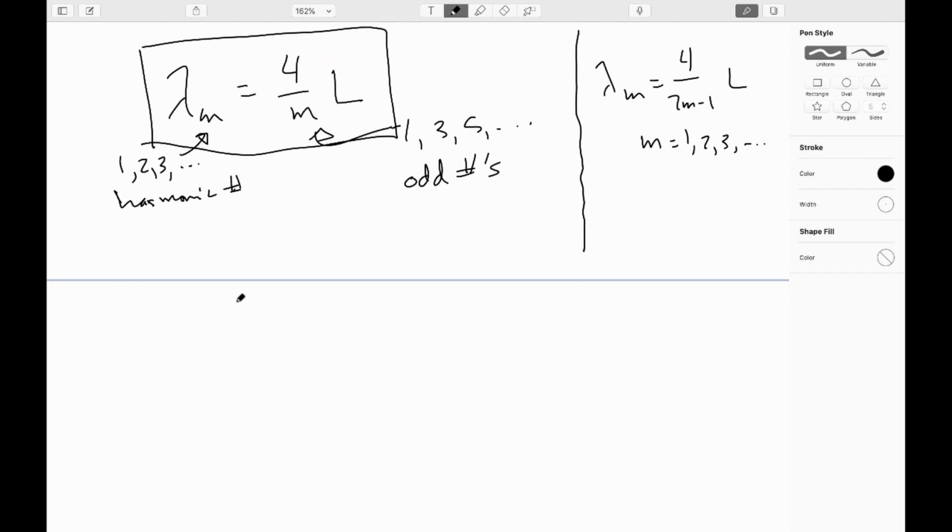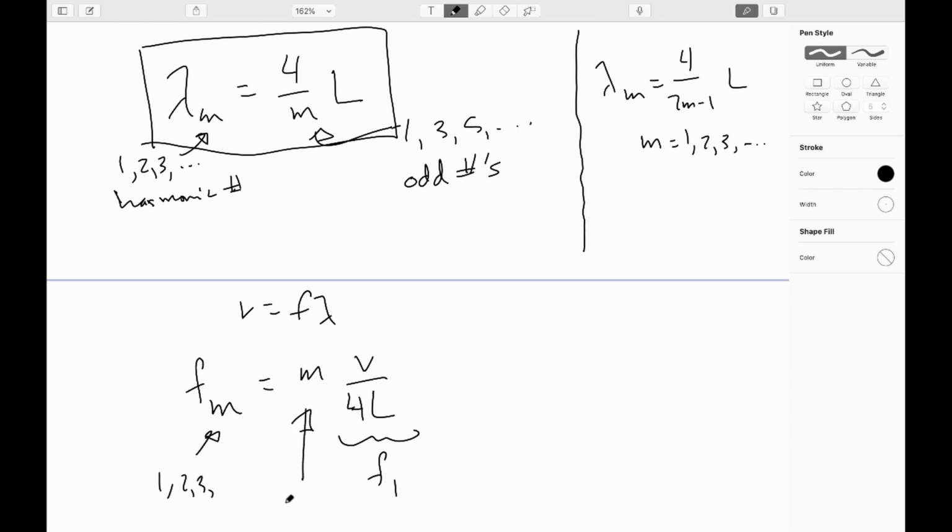And similarly, we can use v equals f lambda to obtain that the frequency of the mth harmonic will be equal to m times v over 4L. And this is the frequency of the fundamental. So again here, this is 1, 2, 3, and then this is the first odd number, the second odd number, the third odd number, and so forth.